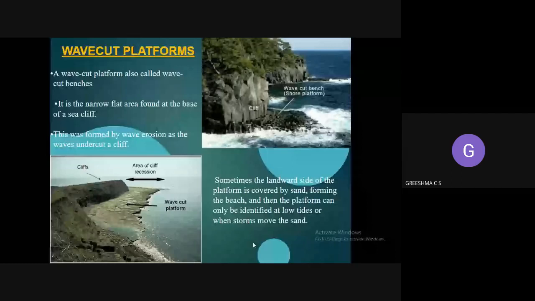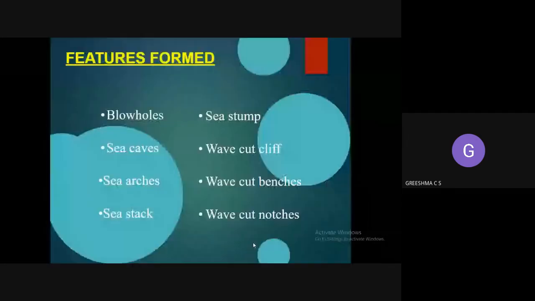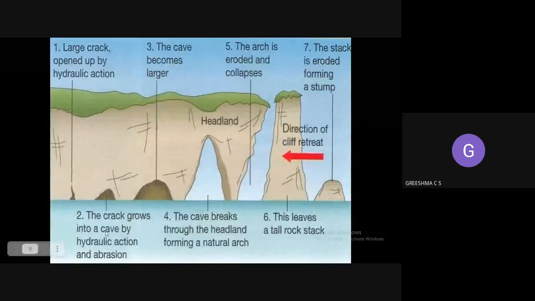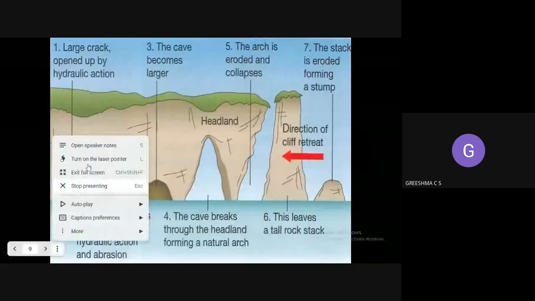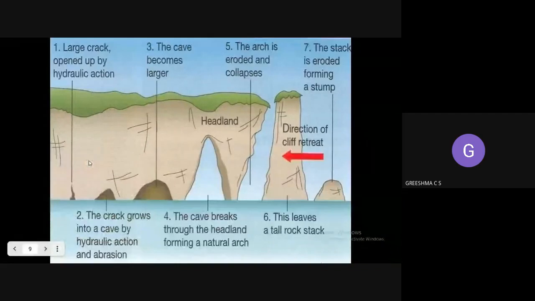So we were studying about marine erosion. What do you know about marine erosion? So this is marine erosion, right? We'll just brush up the last class and we'll start. We're discussing marine erosion. So marine erosion means what?